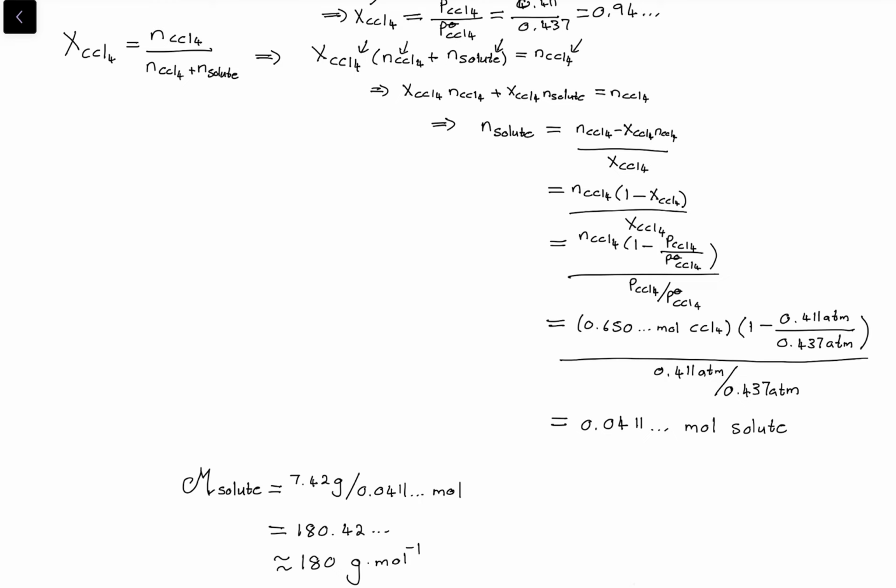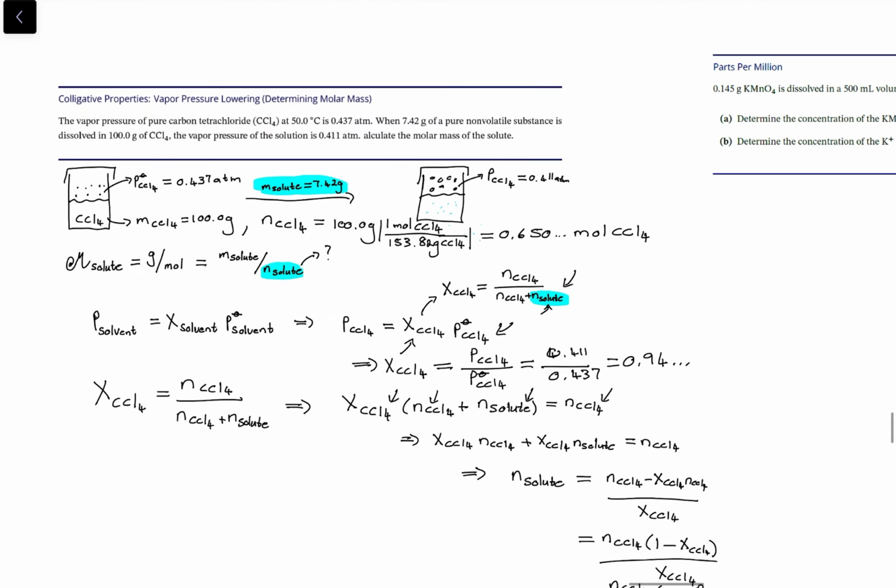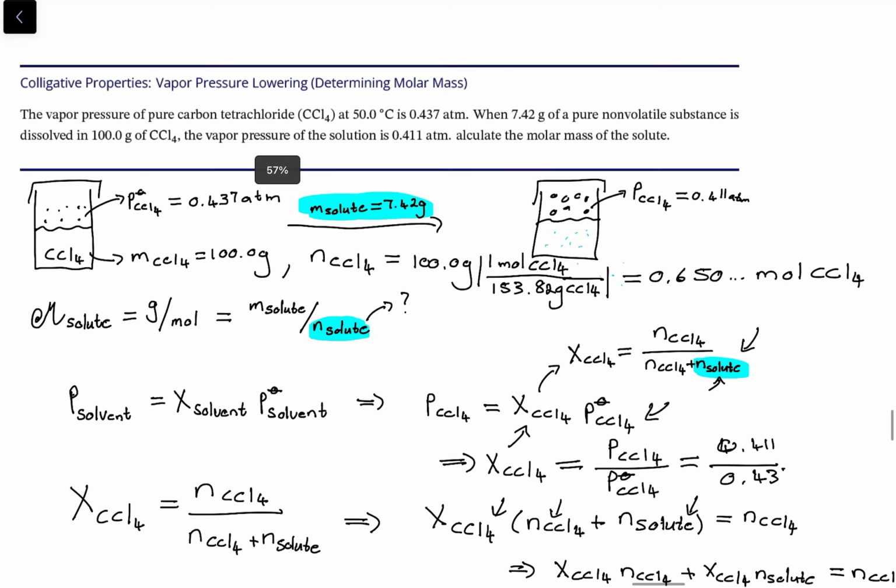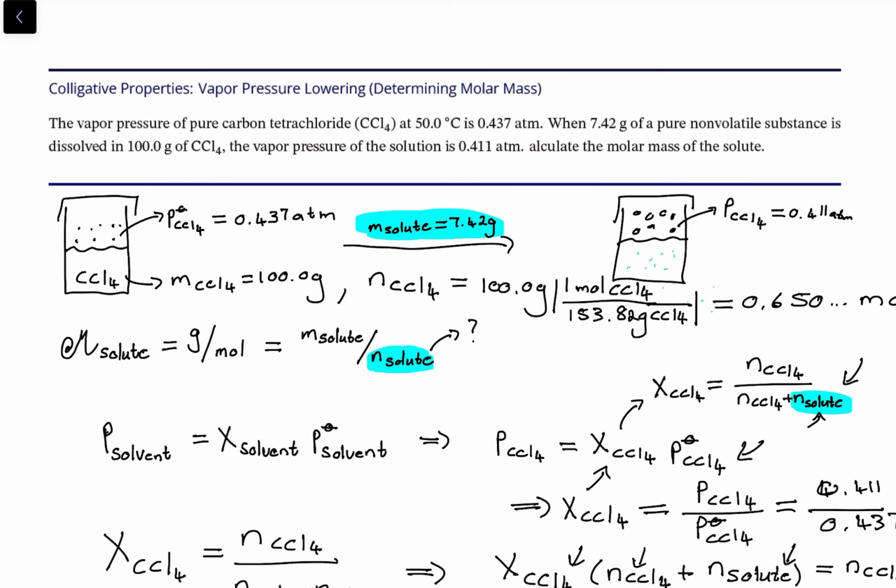All right. So that's it for this question. And in general, for your colligative properties, that is how you can get the molar mass. So remember, molar mass determination: get the mass of whatever your solute is divided by the number of moles. And you just need to identify where you will get the number of moles from.